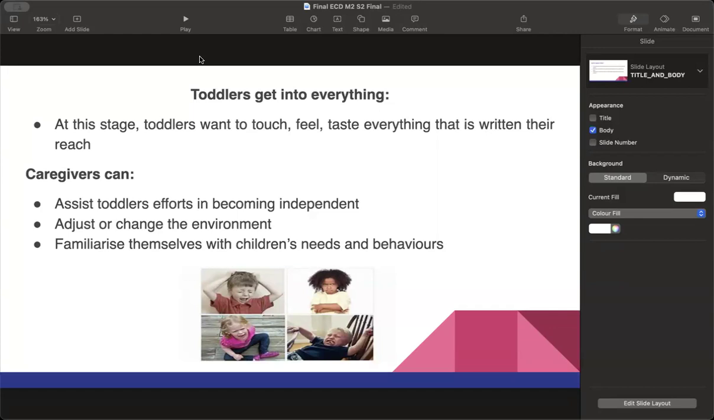This is how they experience the world. This is how they make sense of the world. They touch, they feel, they taste, they climb, they bite everything and anything that comes into their sight. All right. It's part of childhood. It's part of growing up. If you can't stand this, guys, then you need to get out of the ECD field because you're going to have a miserable life.